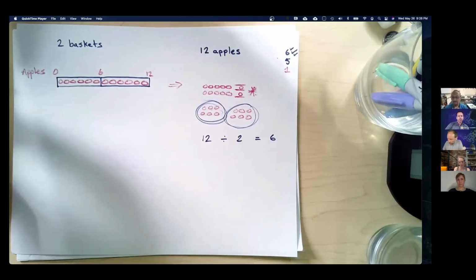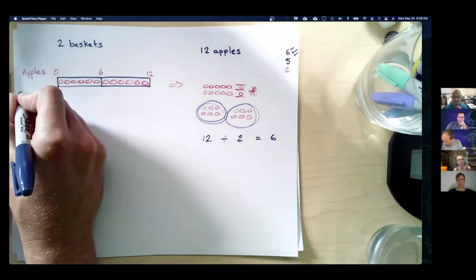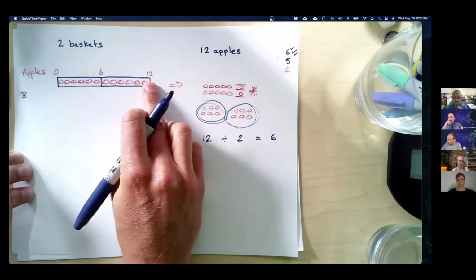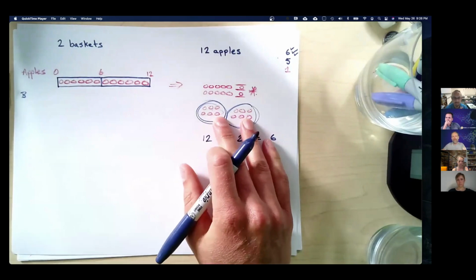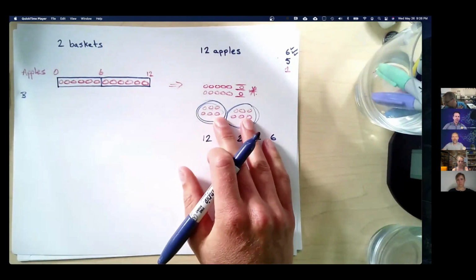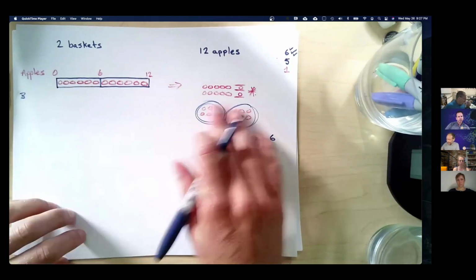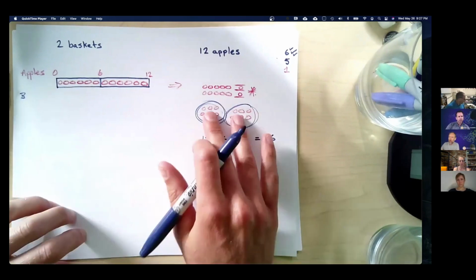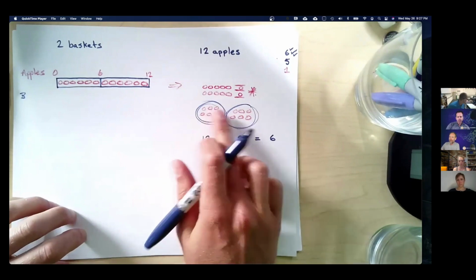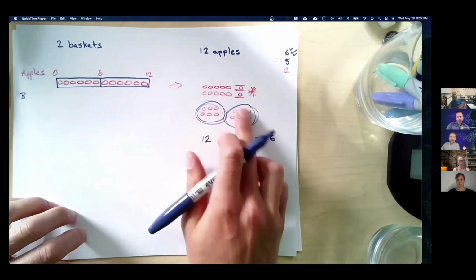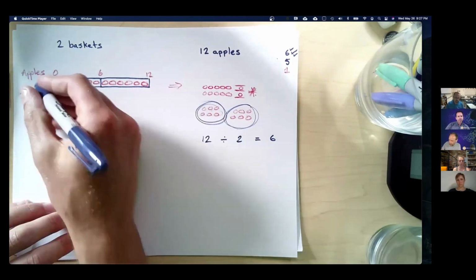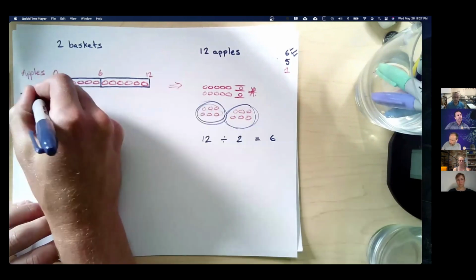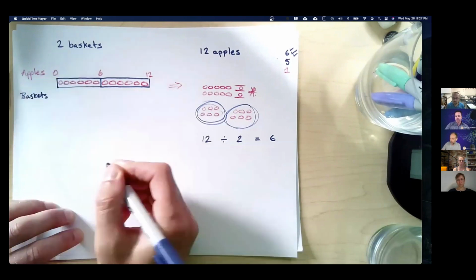Something else I want to highlight with this representation is that we have 2 counts going on. This speaks to some of the learning we were discussing a little earlier tonight about proportional relationships. It's the idea that I'm actually counting 2 quantities: I'm counting baskets and I'm counting apples. There's actually a relationship going on here.